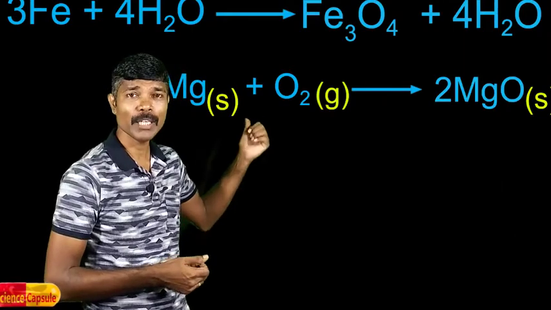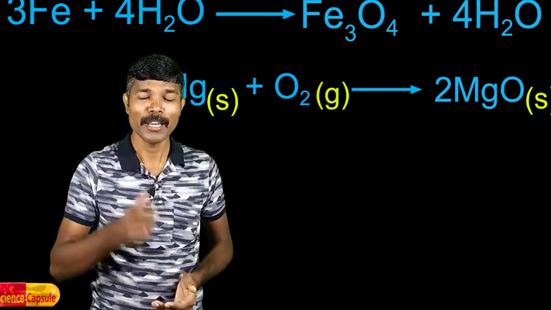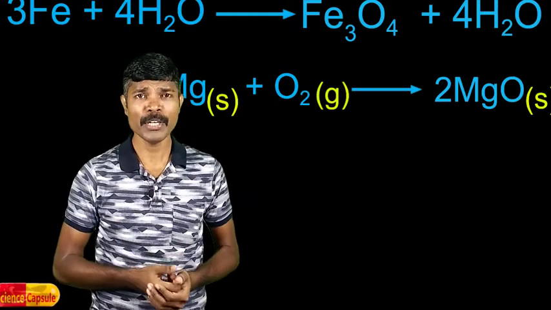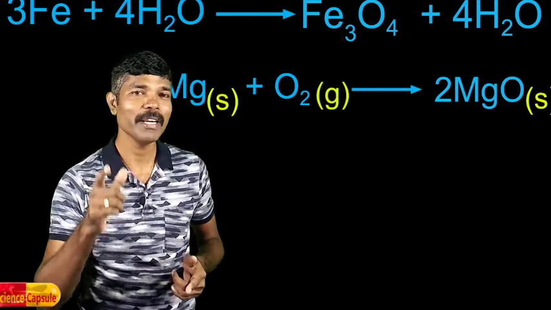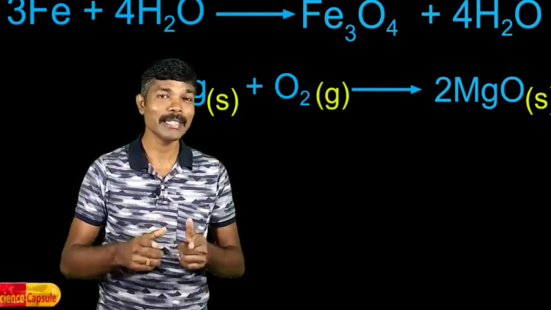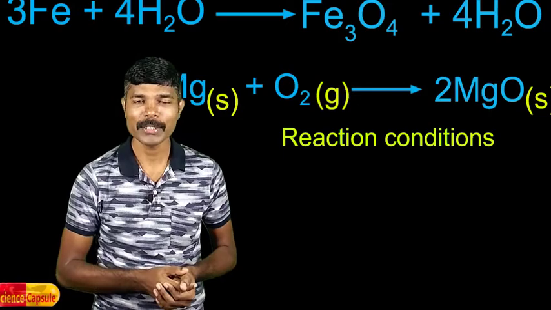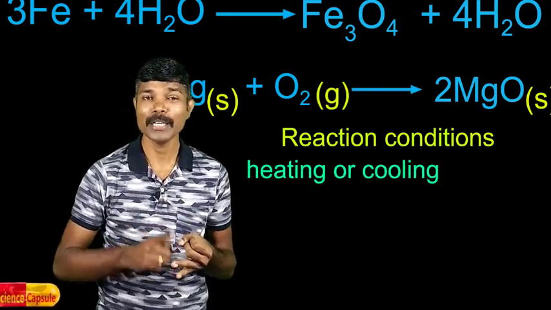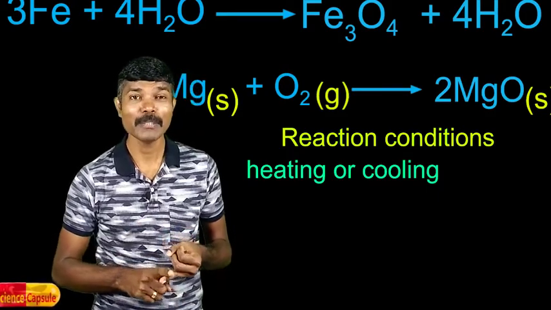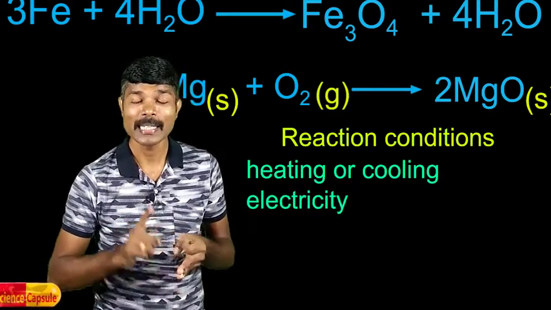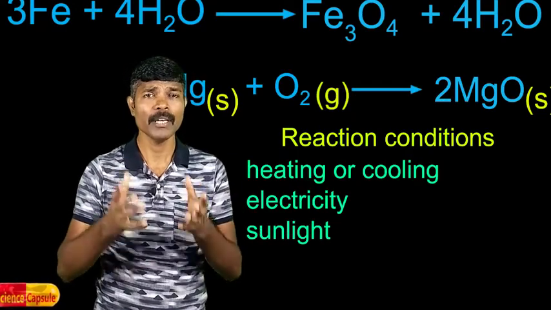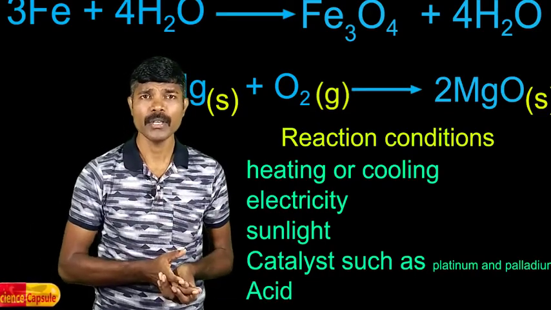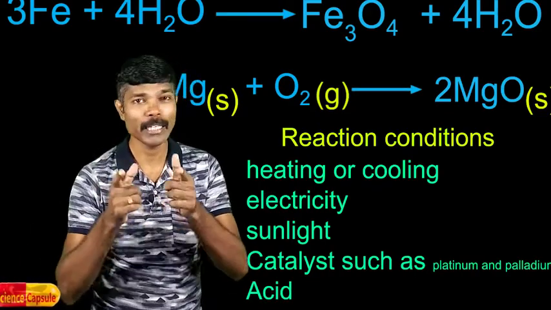Can we say that the chemical equation we have written now is complete? No, still the chemical equation needs to be improved. What else do we need to do? Dear students, each and every chemical reaction takes place under certain conditions. Some chemical reactions take place with the help of temperature or heating. Some take place under cold climate. Some take place under the influence of electricity or sunlight. Some take place with the help of a catalyst or an acid. All those reaction conditions need to be expressed while writing a chemical equation.